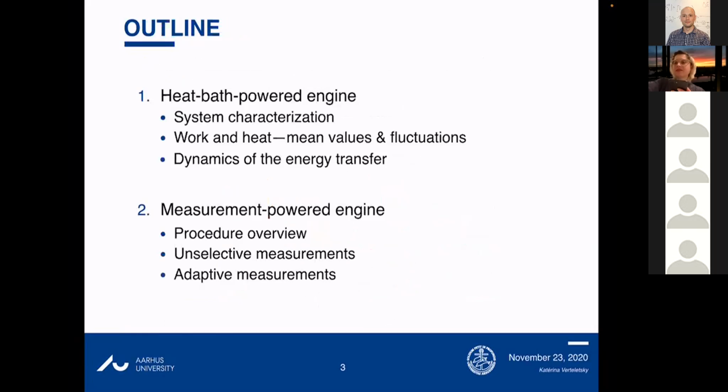First I will tell you about this system as I just presented it, how we characterize it, and how we calculate the work and heat mean values and fluctuations, which is the challenging thing to calculate in these quantum thermodynamics setups. Then I will tell you how we use the tools we employed to look beyond the average values of those properties and into the dynamics of the energy transfer between the different parts of the engine.